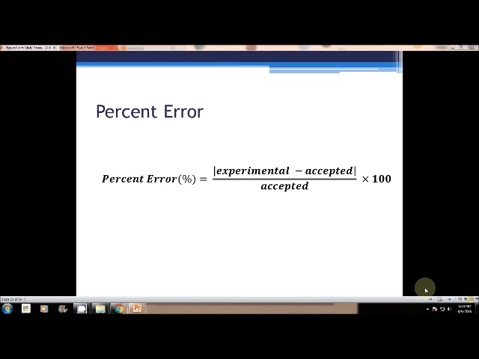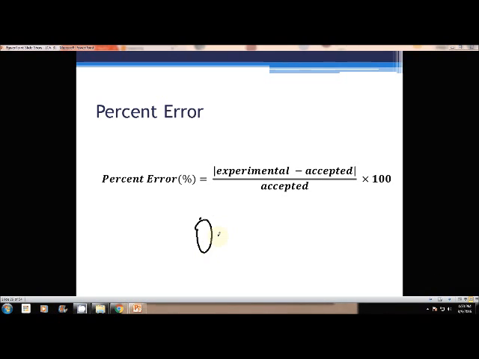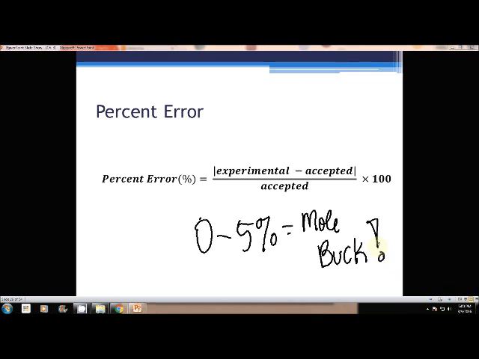In our labs, we like to have very low percent error. Error means you want to have 0%. You don't want to be messed up at all. And so a 0 to 5% error gives you a mole bug. So whenever I have you calculate this out, you want to have less than 5% so that you get that extra mole bug.